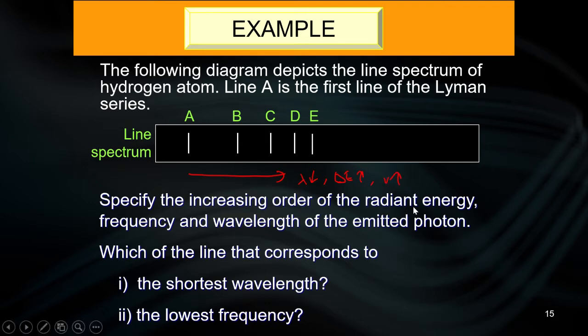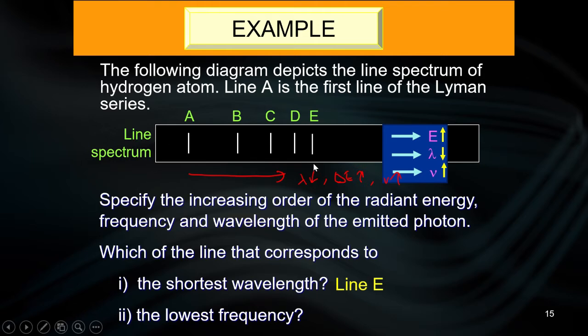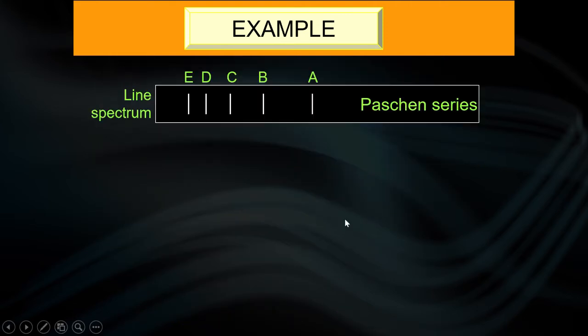Specify the increasing order of the radiant energy, frequency and wavelength of the emitted photon. Which of the lines corresponds to the shortest wavelength? So the shortest wavelength means that from left to right wavelength decreases. So the shortest wavelength belongs to line A. Right? Meanwhile, for the lowest frequency, from left to right frequency increases. So the lowest frequency will be line A.